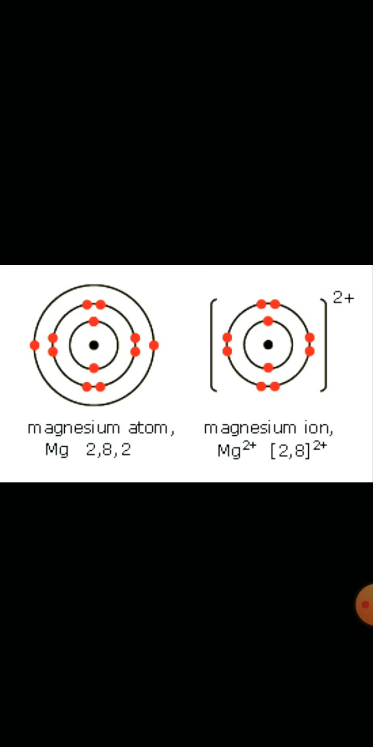For example, sodium. Sodium has 1 electron in its outermost orbit. By losing that 1 electron, sodium becomes a positive ion. Sodium is losing only 1 electron, so we are not mentioning it as 1 plus. But when it is more than 1, it is compulsory to mention it. Here, magnesium is losing 2 electrons, so we will mention it as 2 plus. If any other element has 3 electrons in its outermost orbit and it is losing 3 electrons, then by losing 3 electrons it will become a 3 plus cation, right? This way it will be.